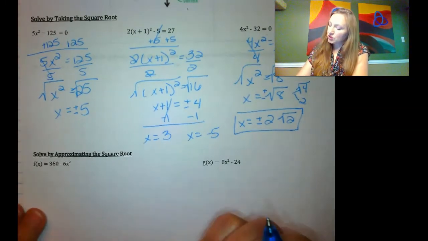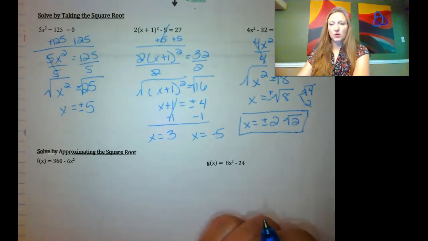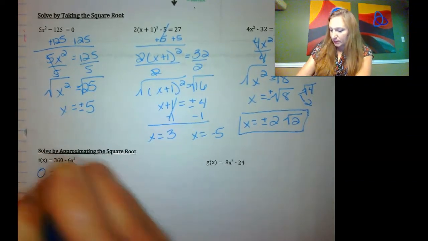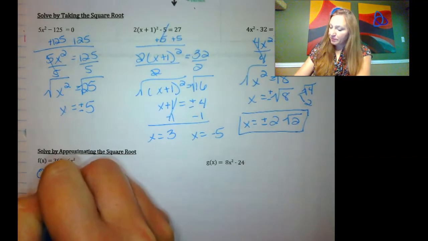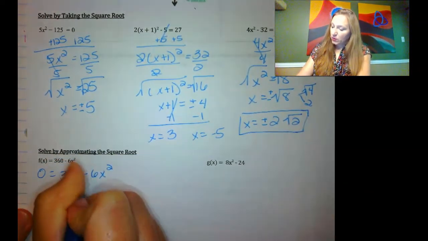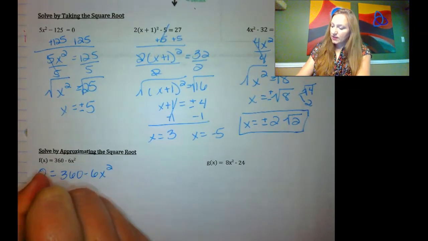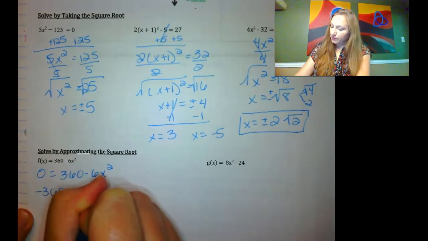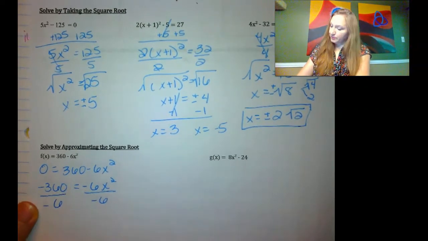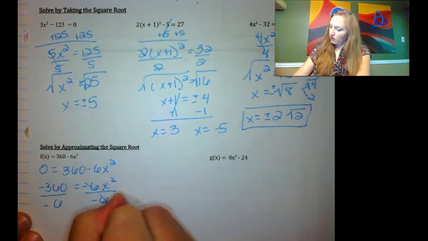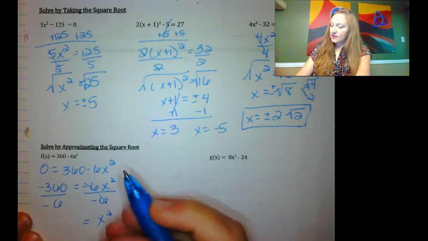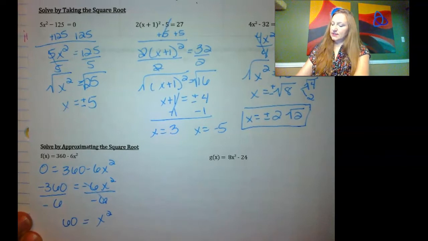So again, I want to solve by approximating what the square root would be. We're trying to find the zeros, so I'm going to go ahead and plug in 0 for y. And then I'm going to solve algebraically just like we were doing. I'm going to subtract the 360, divide by -6, and -360 divided by -6 is just 60.